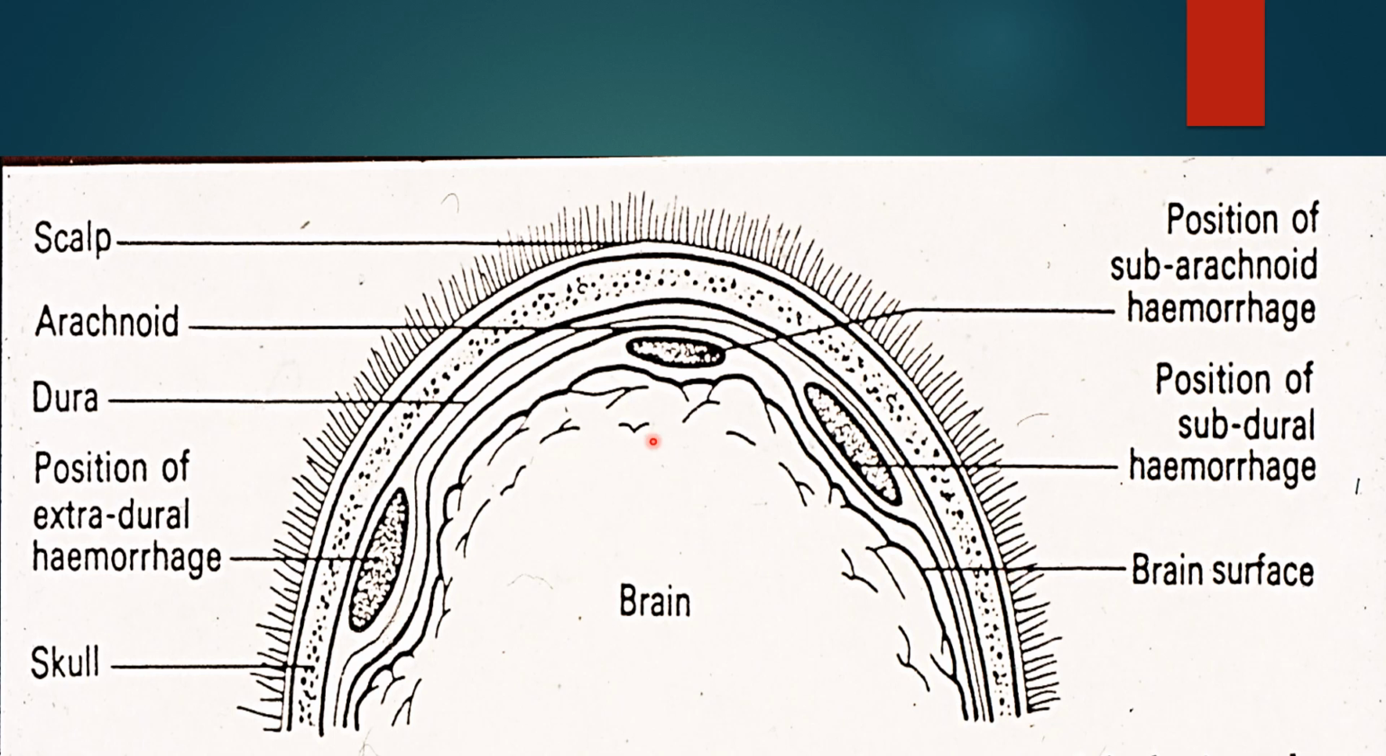So this is a schematic picture. These are hairs. This is your cranium. Beneath the cranium, we have this, the dura mater. Above the dura mater, this is extradural hemorrhage. Beneath the dura mater, this is subdural hemorrhage. Then this line is the arachnoid mater. Beneath the arachnoid mater, this is subarachnoid hemorrhage. Okay, so now you know their relative dispositions.